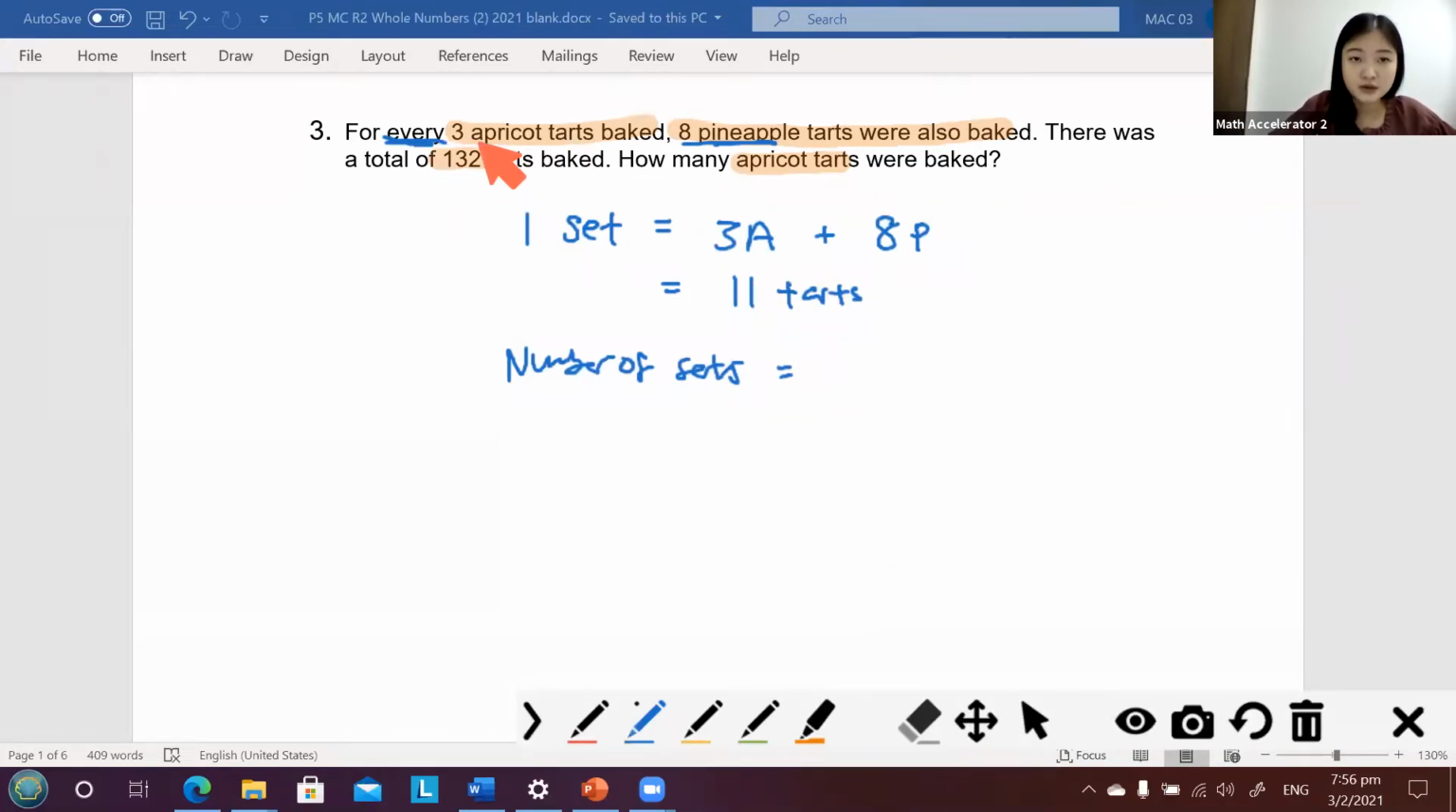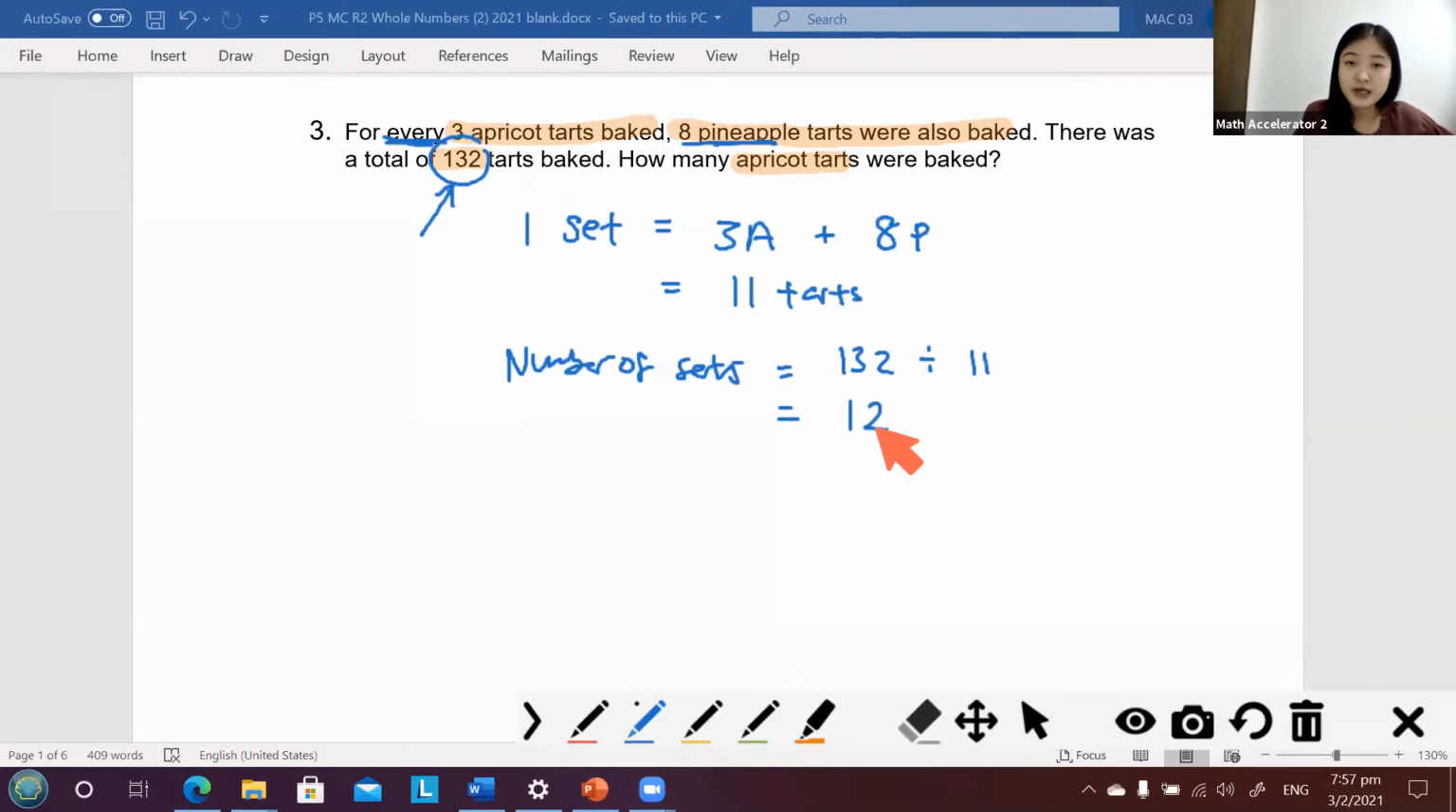So in total, we have 132 tarts, and our value of the set is also in terms of tarts. So it's correct. We can take total 132 divide by 11. So we're finding out how many 11s we have inside the 132. So divide it. What will you get? Okay, thank you. 12.